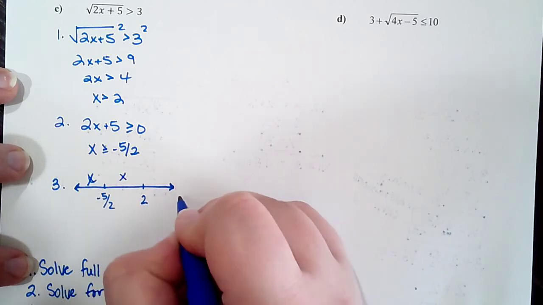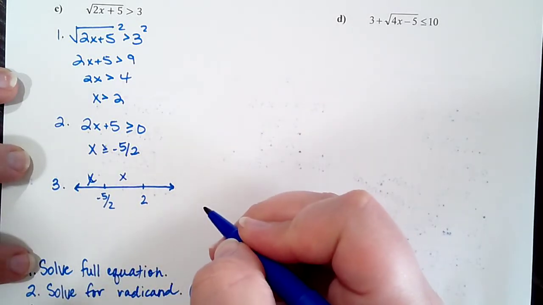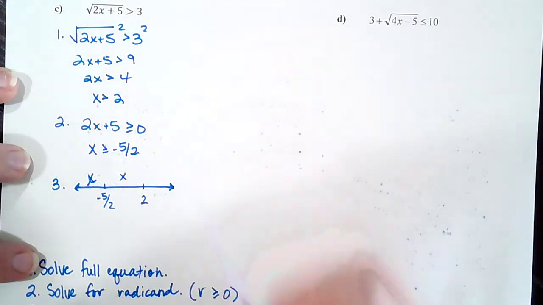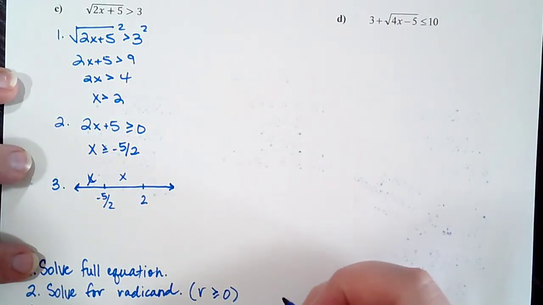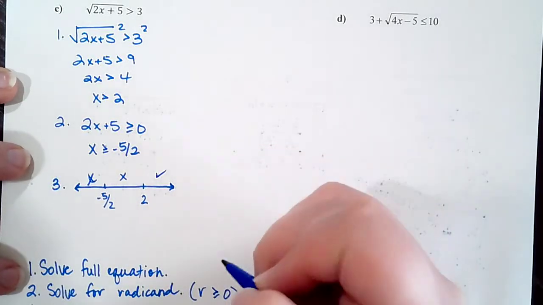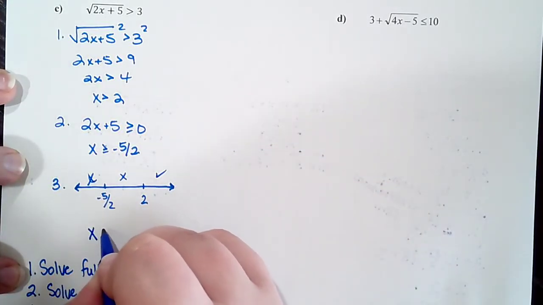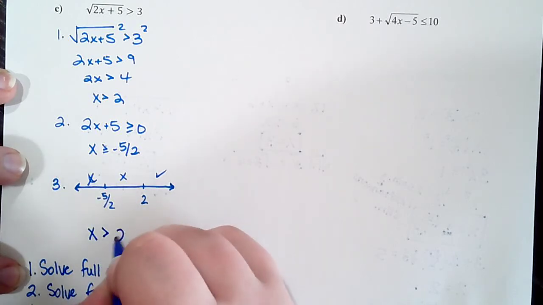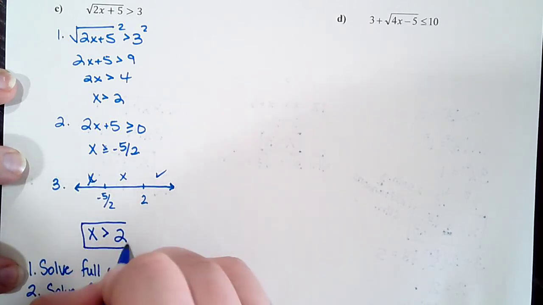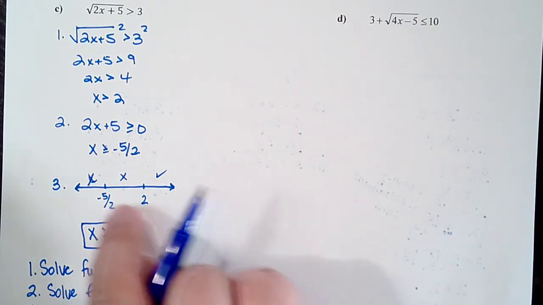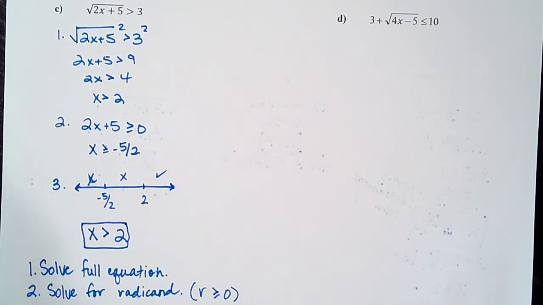But when I check something over 2, say 20, I'm going to get 40 plus 5. Square root of 45 is definitely greater than 3. So my final answer for this problem is that x is greater than 2. I could also just leave the number line as my final solution. It does a pretty good job of highlighting everything that I found.